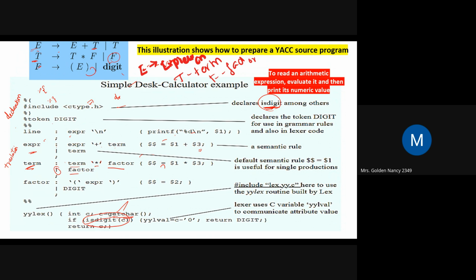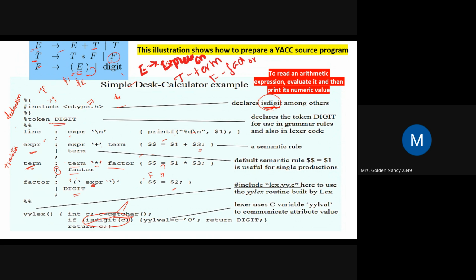Similarly, the last thing is factor colon. You have to represent each thing, because each symbol is considered as a symbol in your syntax analysis. So you have to specify everything. Open bracket, some expression, E is expression, and close bracket. So open bracket is $1, and E is your $2. Only $2 is specified here, then close bracket, or digit. This digit is declared as a token here.